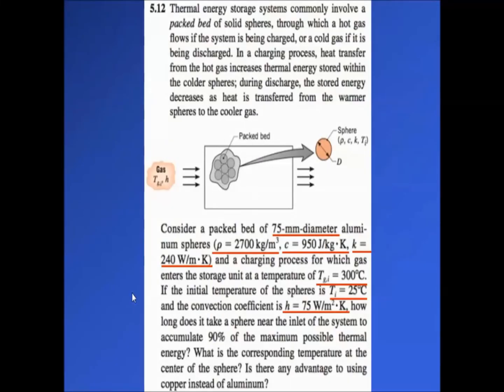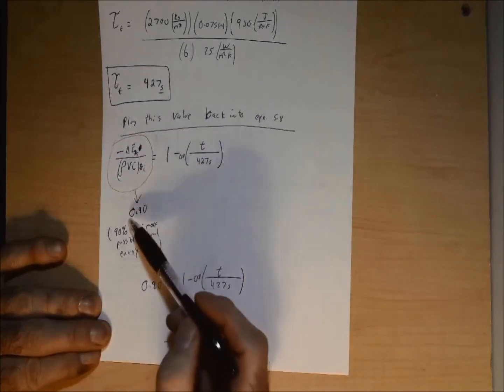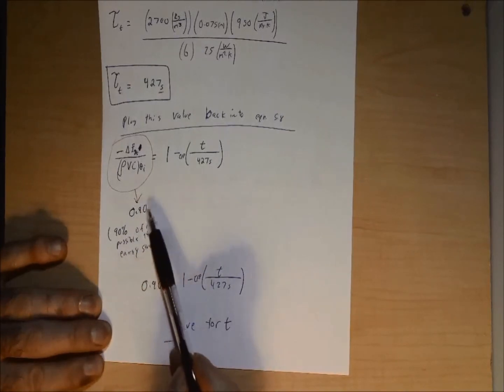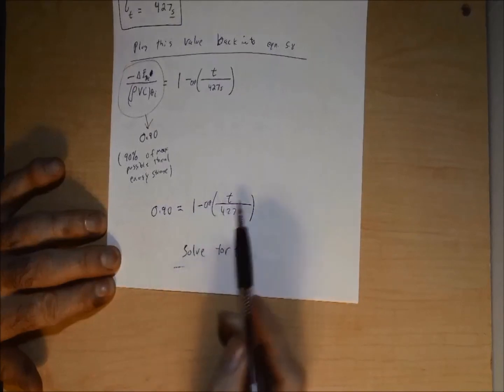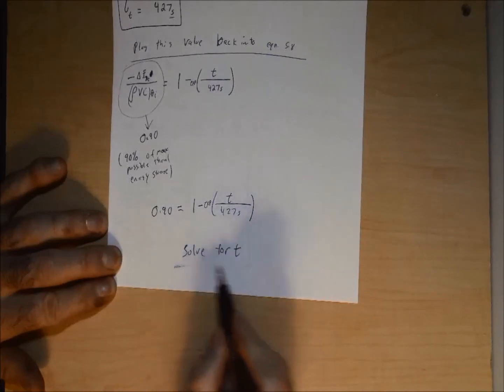So we go back to the original problem statement for this problem 5.12. If we take a look down here at this portion of the problem statement, it asks us how long it takes a sphere near the inlet system to accumulate 90% of the maximal possible thermal energy. So this changes the left-hand side of that equation 5.8 to 90% or 0.9. So now we can come back to that equation 5.8, and again for that left-hand side of our equation over here, we can now do the 90% or the 0.9 for being the 90% of the max possible thermal energy storage. So we can plug that into that relationship there, and we can see that the equation now reduces down to 0.90 is equal to 1 minus the exponent of t over 427 seconds, which again was from that thermal time constant there, and the next step will be to solve for t.